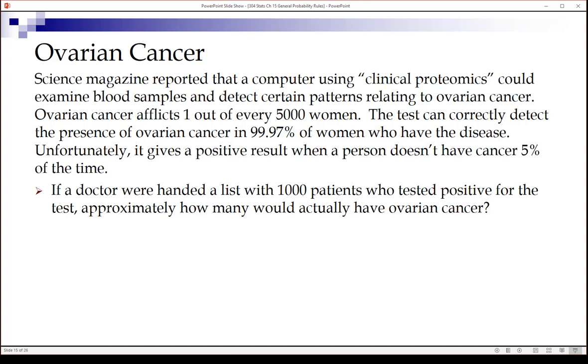Unfortunately, it gives a positive result when a person doesn't have cancer 5% of the time. If a doctor were handed a list of 1,000 patients who tested positive for the test, approximately how many would actually have ovarian cancer? See if you could pause the video now and answer this question.